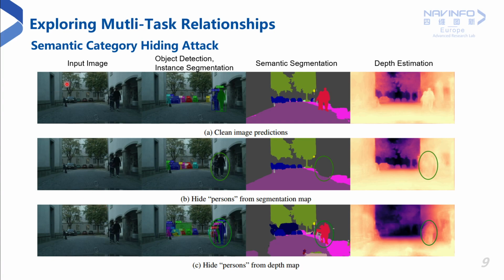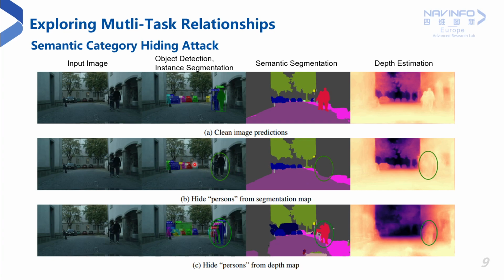The predictions for a particular image and its corresponding adversarial images are shown in this visualization. The first column is the input image. The second column visualizes the object detection and instance segmentation predictions. The third and the fourth columns visualize the segmentation and depth predictions.